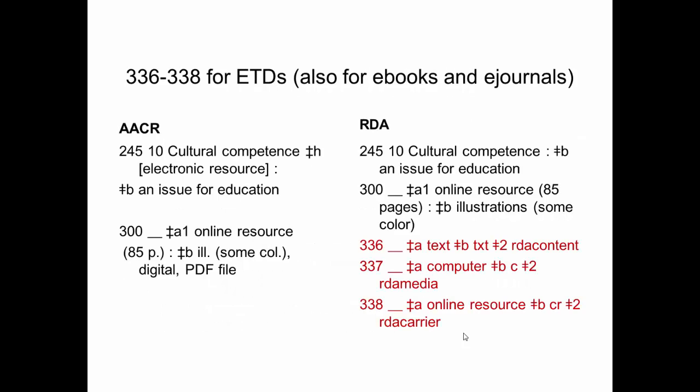Here's what a GMD looks like in AACR2 and what the content, media, and carrier fields look like in an ETD record made using RDA. It may look complex, but it's not necessary to memorize these terms and codes. The OCLC Connexion interface has macros and drop-down menus to supply the proper values.